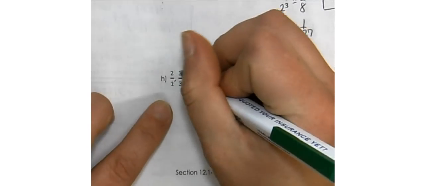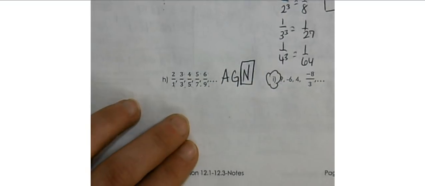Letter G we're going to do in class next time I see you, as well as letter I. Feel free to try both of those on your own. Let's look at letter H in the last example of this set of discussion notes. For letter H, we have ourselves 2 over 1, 3 over 3, 4 over 5, 5 over 7, 6 over 9. Well, it doesn't appear as if we're adding the same number each time, so it's not arithmetic. In terms of multiplication, going from 2 to 4/5, we're not multiplying the same number each time in order to get to our next value. So once again, this is a neither situation.